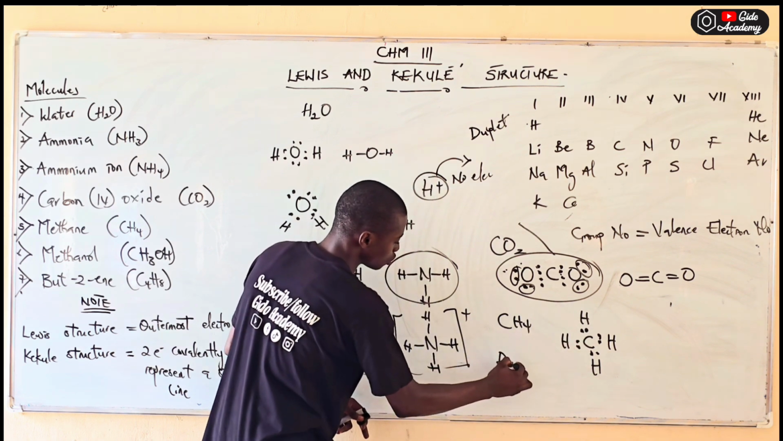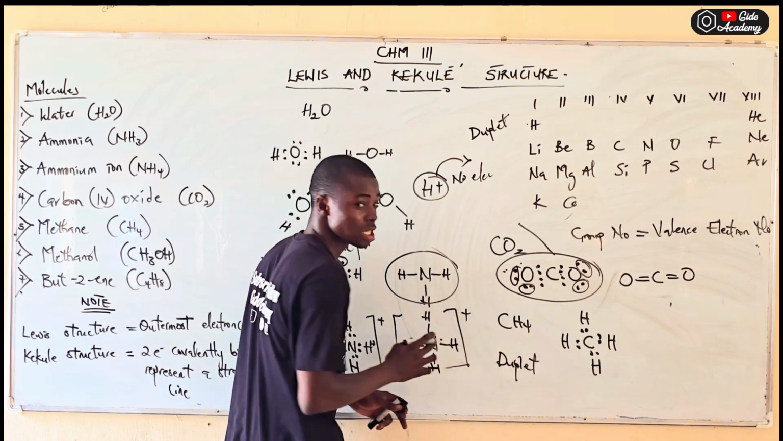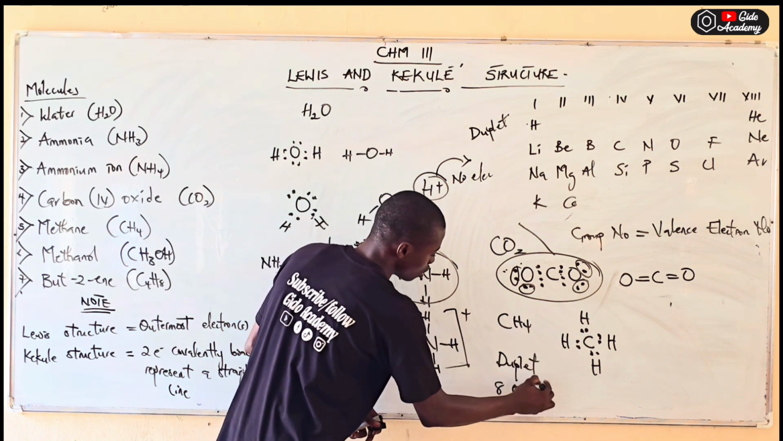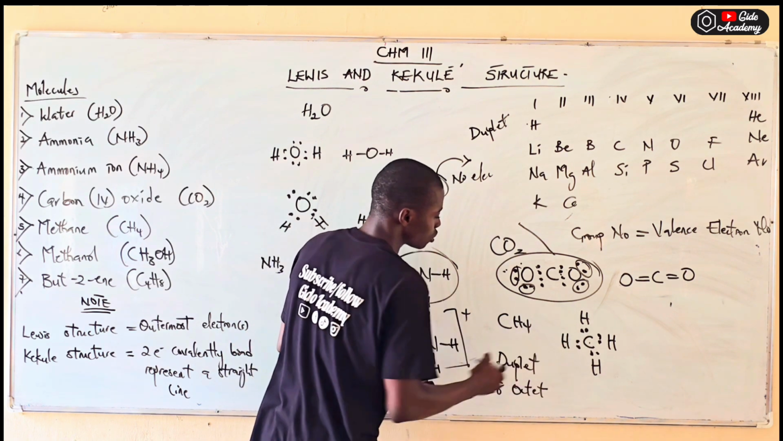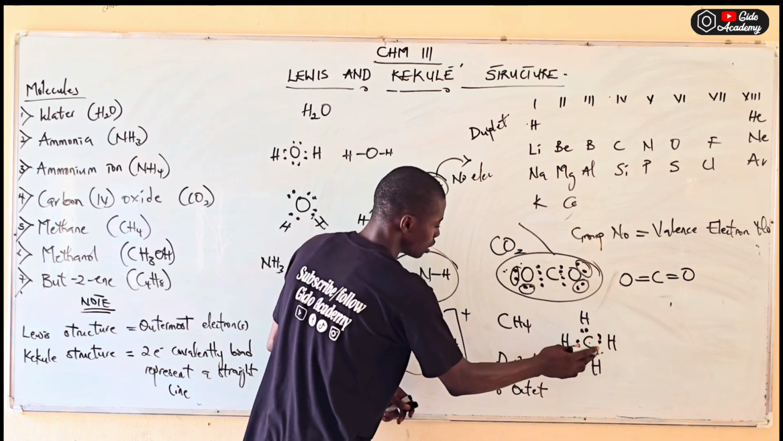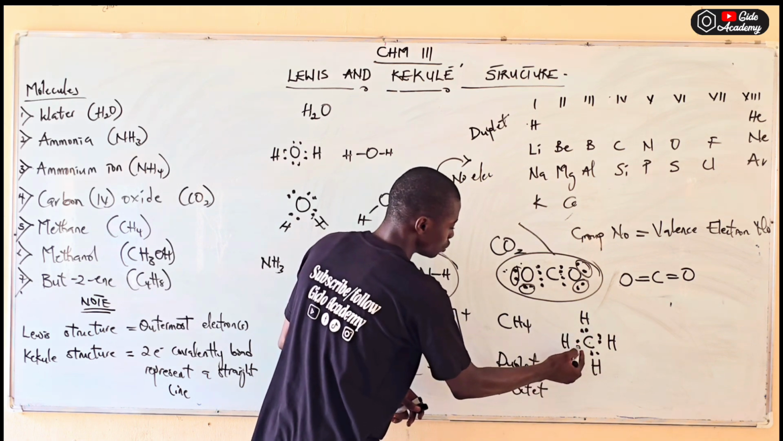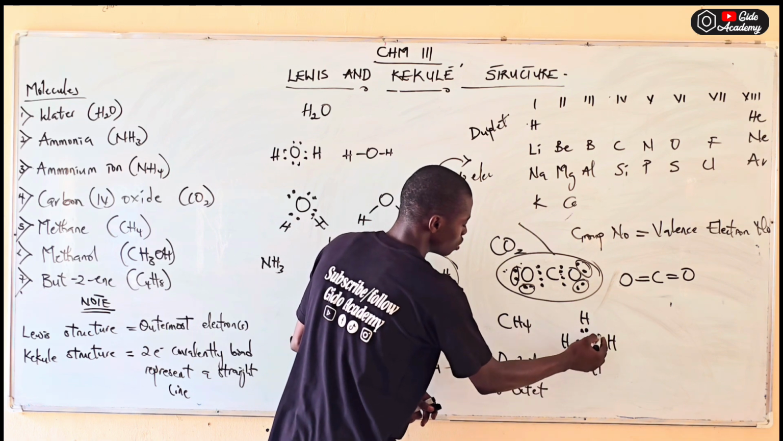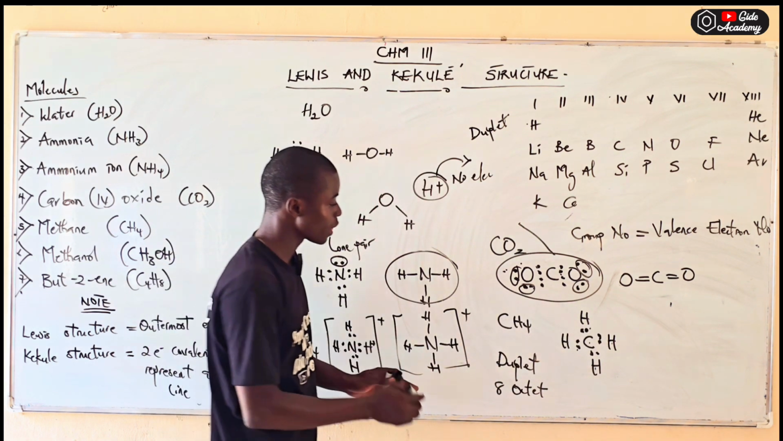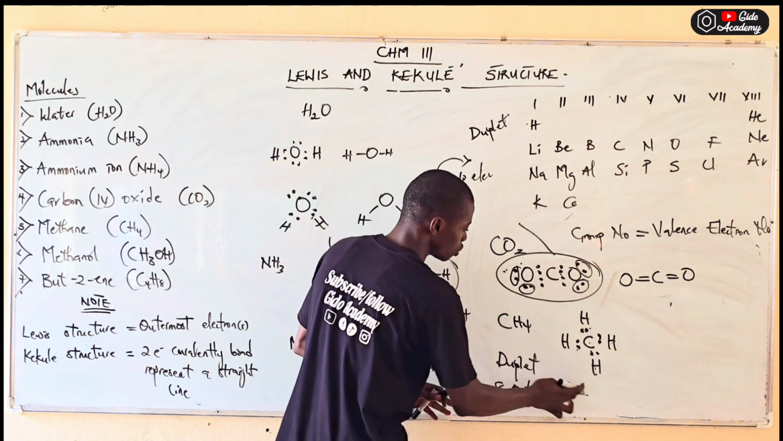Hydrogen obeys the duplet rule. That means hydrogen needs 2 electrons to be stable, and carbon needs 8 electrons, which is the octet rule, to be stable. Let's count the electrons here: 1, 2, 3, 4, 5, 6, 7, 8. So carbon is stable. Each hydrogen has 2 electrons, so hydrogen is stable as well. And this structure is a Lewis structure.